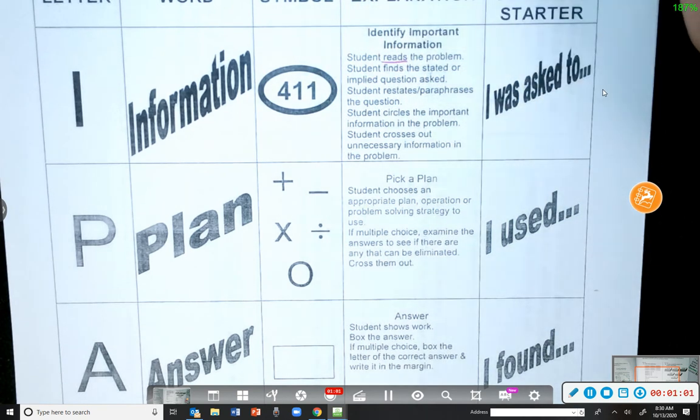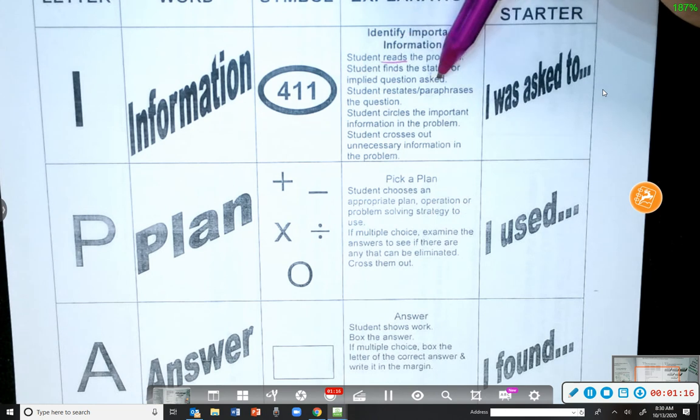Obviously, that's always going to be the first thing you do, right? Sometimes do we have to read problems more than once? Yes. Even I still have to. I have to read it 2 or 3 times sometimes to figure out what I need to do. Student finds the stated or implied question asked, okay? You got to know what they're asking for you to know how to solve it, right? Student restates or paraphrases the question.